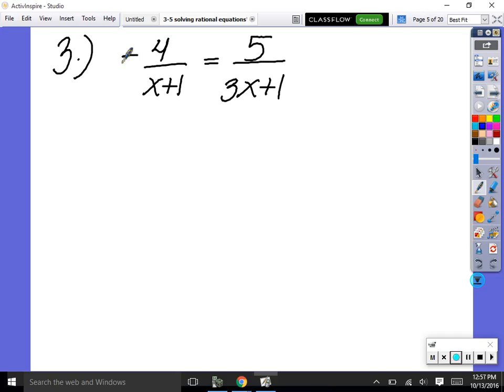We would multiply this side by 3x plus 1, right? And then this side also by 3x plus 1 technically, but doesn't it divide out? So do you see where cross multiplication comes from? We multiply both sides by 3x plus 1. Don't those divide out? So we have over here negative 4 times 3x plus 1.